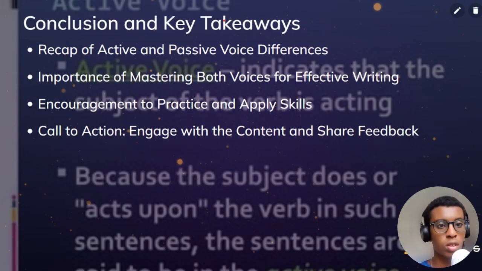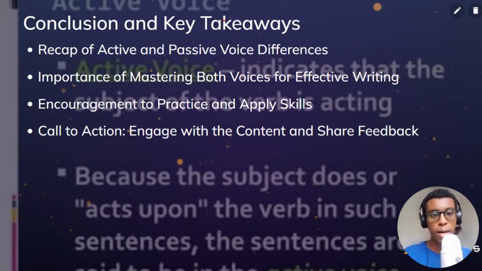To wrap things up, let's quickly recap what we've covered about active and passive voice. Understanding the difference between these two voices is a powerful tool in your writing arsenal. The active voice brings clarity, directness, and energy to your sentences, making your message strong and engaging. On the other hand, the passive voice can be just as useful when you need to shift focus away from the subject or maintain a neutral tone, like in scientific reports or static news articles. The key takeaway: neither voice is right or wrong. It's all about choosing the one that best fits your purpose.